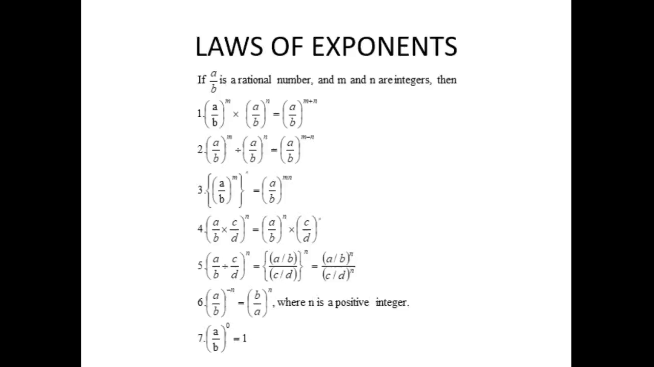Now let's come to the seventh rule, that is zero exponent. (a/b) raised to the power 0 is always equal to 1. Any rational number, if it is raised to power 0, it becomes equal to 1.